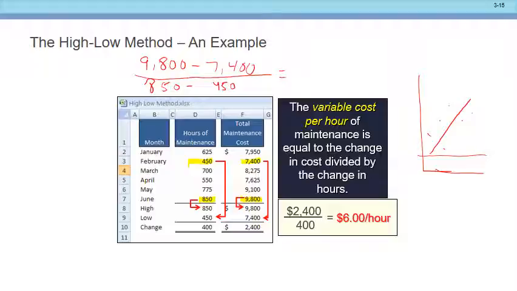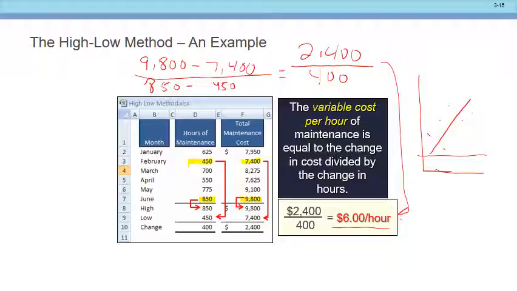9,800 minus 7,400 is going to be what? 2,400. Okay, there's a 2,400. And then 850 minus 450 is what? 400. Good. I'm rewriting the calculation down here just because I want you to do it. That's $6 per hour. That's my variable cost. Don't I have my variable cost now?